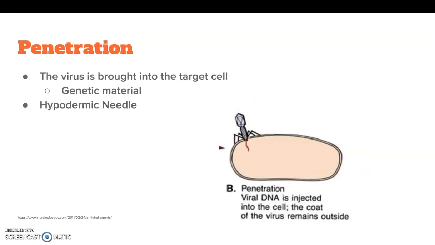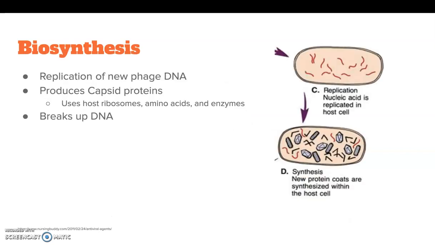The next step, penetration. In this stage, genetic material is injected into the bacteria. The sheath acts like a hypodermic needle to get genetic material through the cell wall and the membrane.